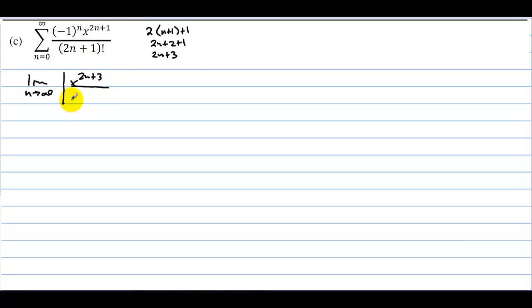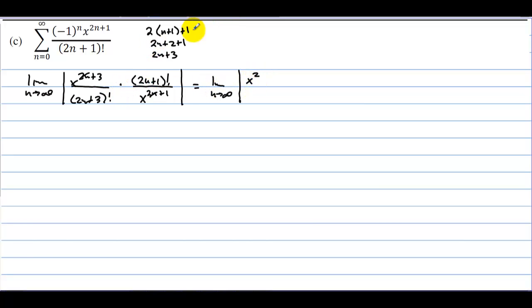That's going to be over 2n plus 3 factorial because we have the exact same situation. And then multiply that times 2n plus 1 factorial over x to the 2n plus 1. We have the limit as n approaches infinity of, we're going to have 2 extra x's. On top, we're going to have x squared.